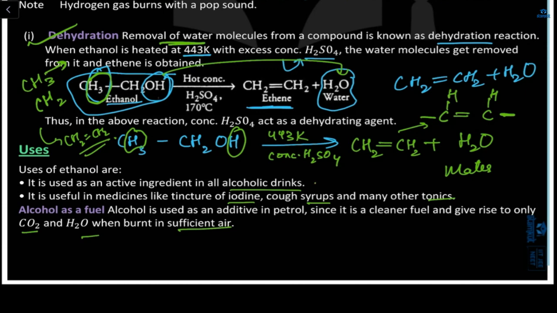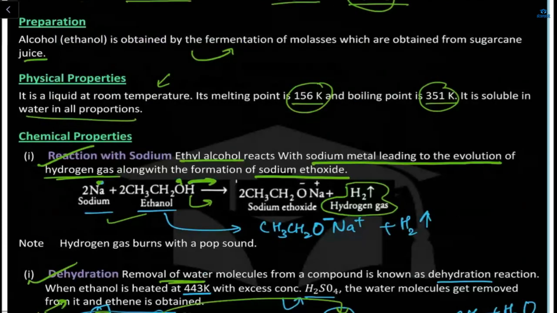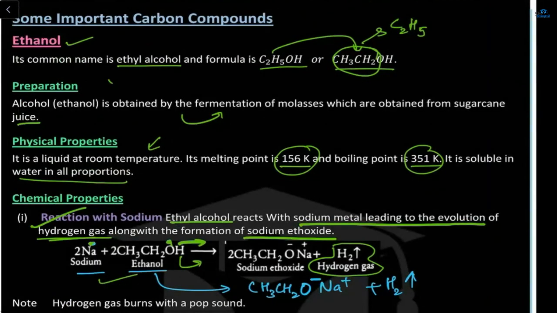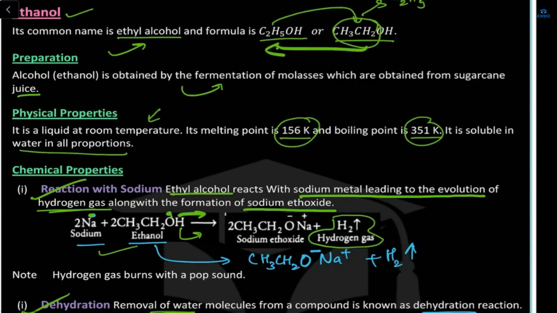So first is alcoholic drinks. We can use ethanol in the alcoholic drink. Tincture of iodine, cough syrup, tonic. We can also use alcohol in the syrup as well. So again, ethanol, common name is ethyl alcohol. These are the two formulas, C2H5OH and CH3CH2OH. Preparation is with the help of fermentation from sugarcane juice.